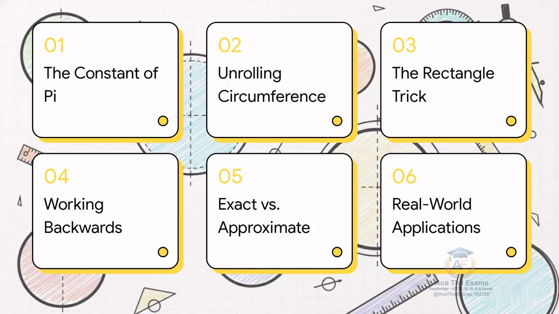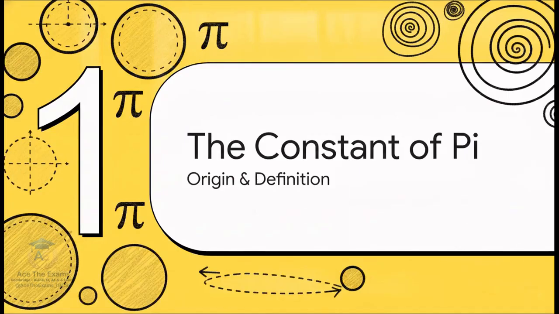We are covering 1. The constant of pi, 2. Unrolling the circumference, 3. The rectangle trick, 4. Working backwards, 5. Exact versus approximate, and finally 6. Real-world applications. Section 1. The constant of pi.